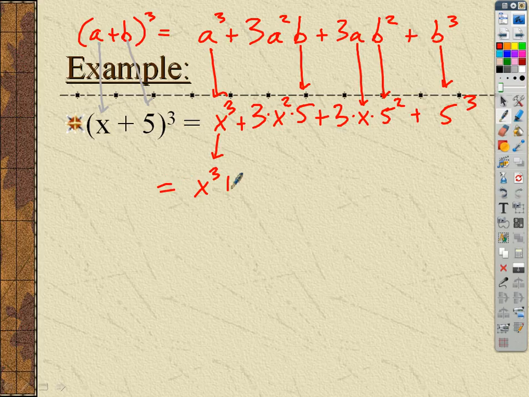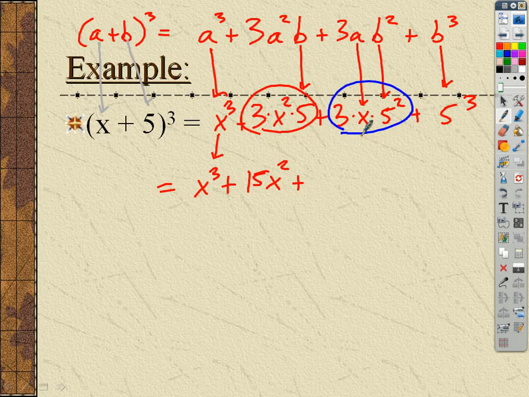So that just gives us x cubed plus, what about this one? What's all that going to become if I multiply through? 3 times x squared times 5 is 15x squared. Plus, what about this one? 3 times x times 5 squared. What's 5 squared? Times 3. 75. And then plus 5 cubed. 5 times 5 is 25 times 5. 125. Yeah. There's our answer. Okay.